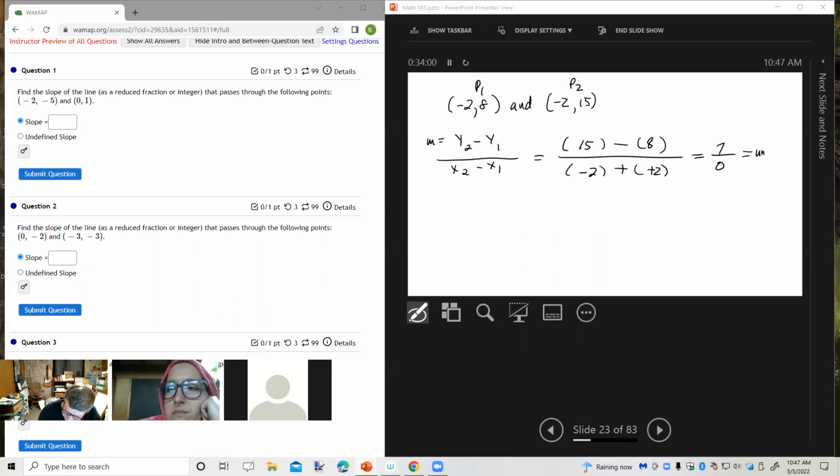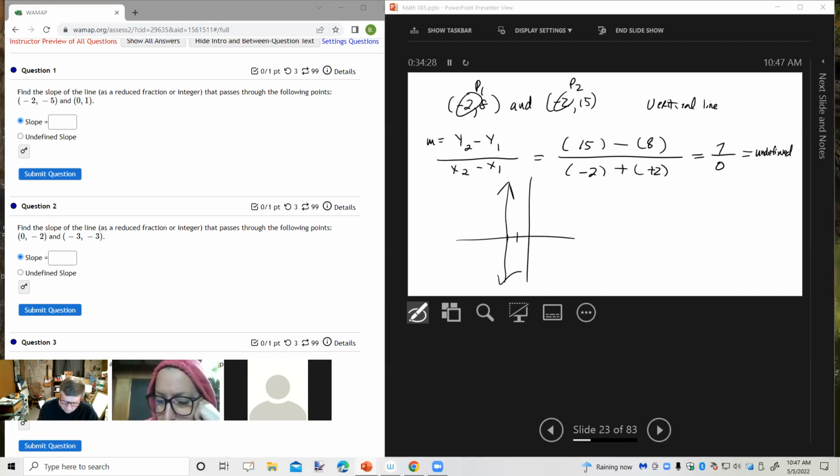Dividing by 0 is undefined. What kind of a line is this? Positive slope, negative slope, this or that? It's vertical. It's a vertical line, right? And notice it has the same x values. So it would look something like that.